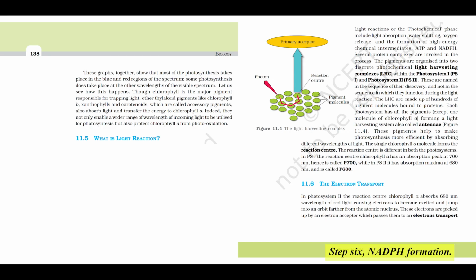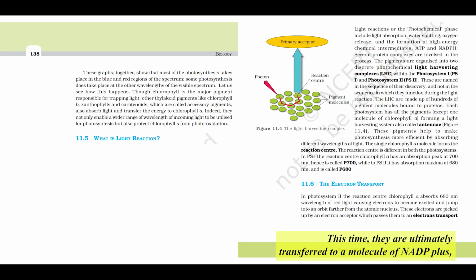Step 6, NADPH formation. Finally, the electrons that were excited in PSI and picked up by its acceptor then move downhill again through another short chain. This time, they are ultimately transferred to a molecule of NADP+, nicotinamide adenine dinucleotide phosphate. Along with protons, H+, from the stroma, these electrons are used by the enzyme NADP reductase to reduce NADP+ to NADPH. NADPH is a crucial high-energy electron carrier molecule, vital for the later stages of sugar synthesis.